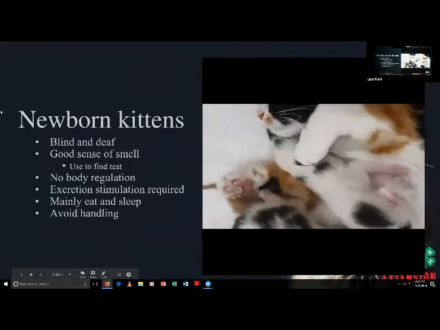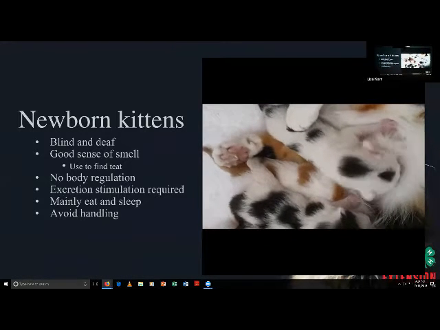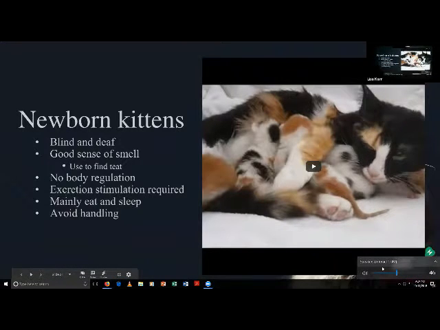So these guys should weigh about 3 to 4 ounces when they're born, and their eyes are actually closed, and they aren't able to hear very well. Can you guys still hear me on the audio? I don't know about that. Why couldn't we hear the video? Did you turn the volume off? I was going to try to talk over it, but we can play it again. I just want them to be able to hear me.